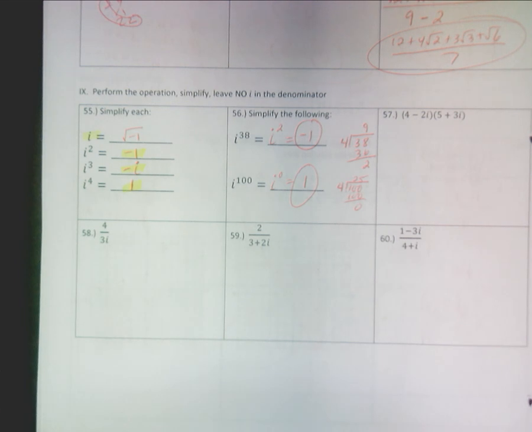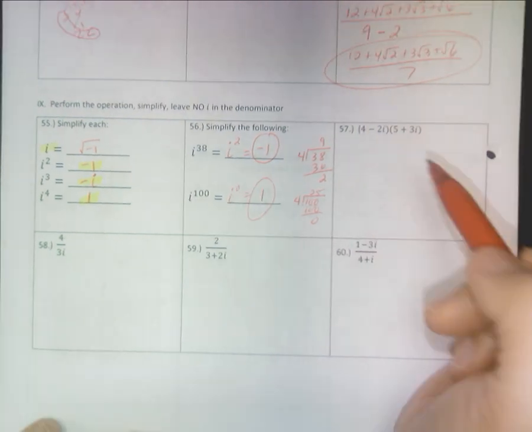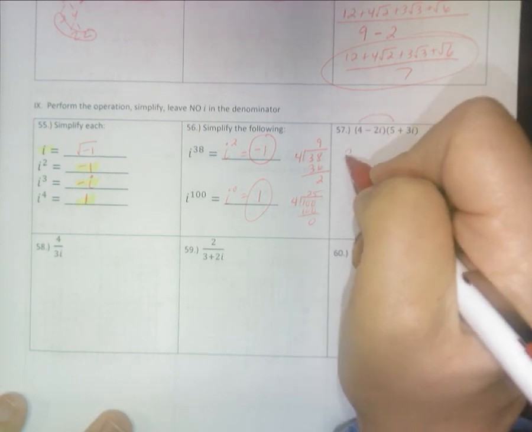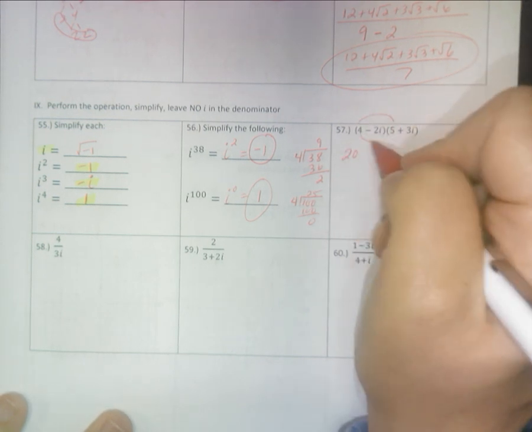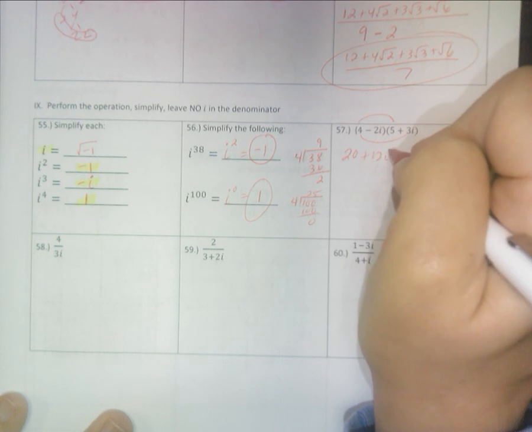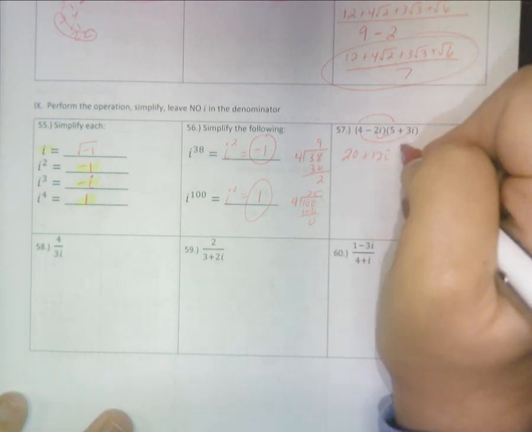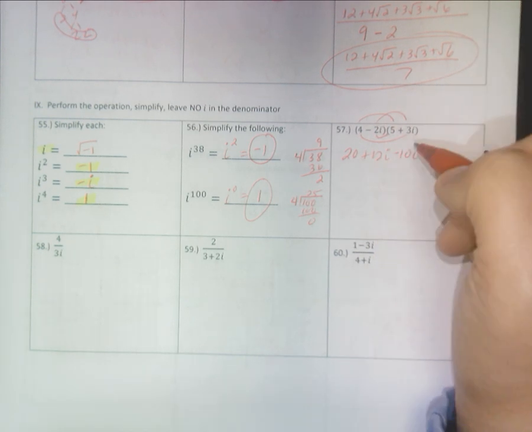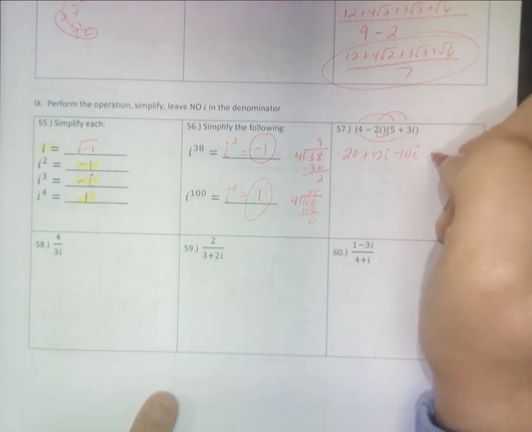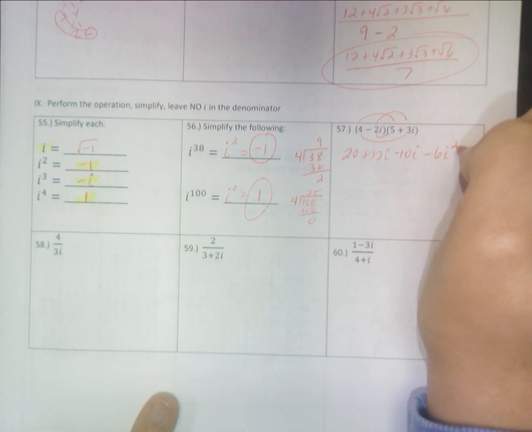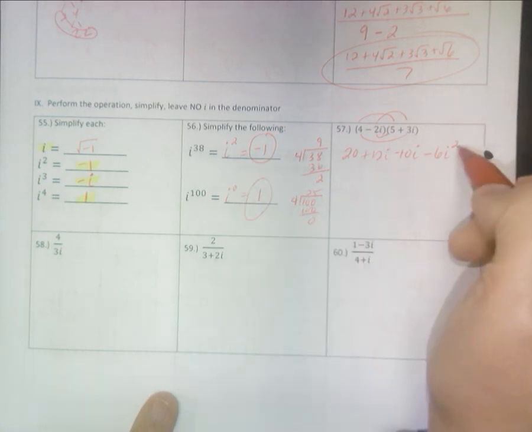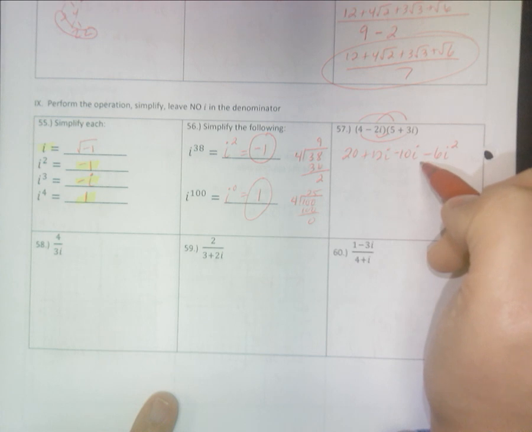Number 57 is now just foiling again with i's. So it's foiling like you would. 4 times 5 is 20. 4 times 3i is 12i. -2 times 5 is -10i. And -2i times +3i would be -6i squared. But i squared is equivalent to -1. And a -1 times a -6 is really +6.